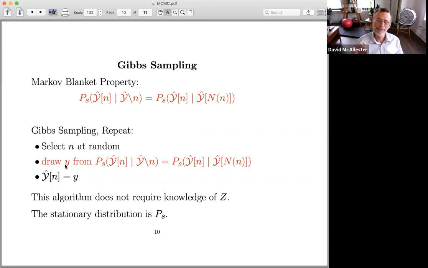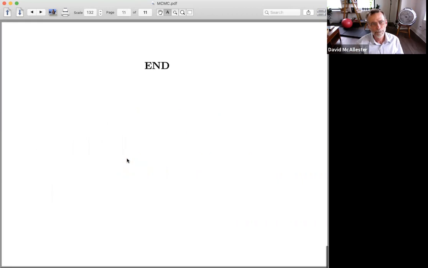And it's easy to show that this process has the right stationary distribution. If you start by drawing from the model distribution and do this update, it's still the model distribution. So that's what we're going to do with MCMC sampling. Thanks.